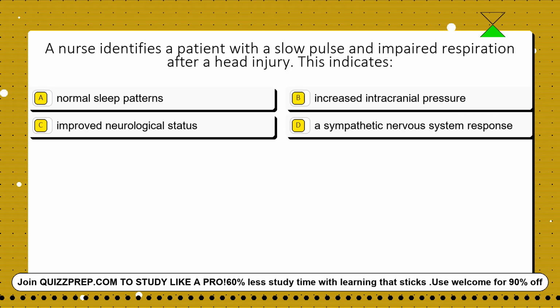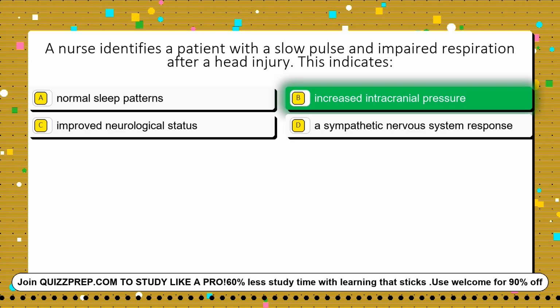Question 55. A nurse identifies a patient with a slow pulse and impaired respiration after a head injury. This indicates option A, normal sleep patterns. Option B, increased intracranial pressure. Option C, improved neurological status. Option D, a sympathetic nervous system response.